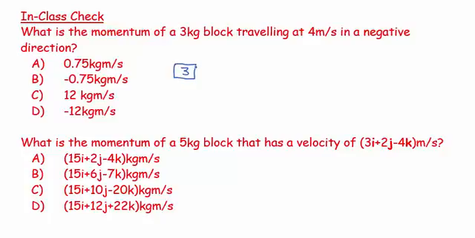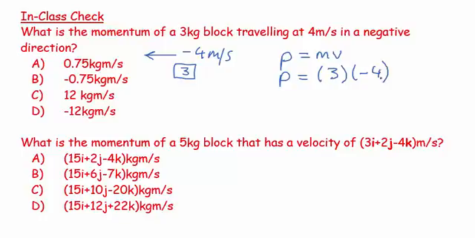So here's our 3 kilogram block, and the size of our velocity is 4 meters per second, but it's pointing in a negative direction. So we have a velocity like that, and I like to put minus 4 meters per second so that I have it. And then I say, well, P is equal to mv. So P, standing for momentum, is equal to 3 times minus 4. So P is equal to minus 12. And the units would be kilograms because of the mass, and meters per second because of the velocity.